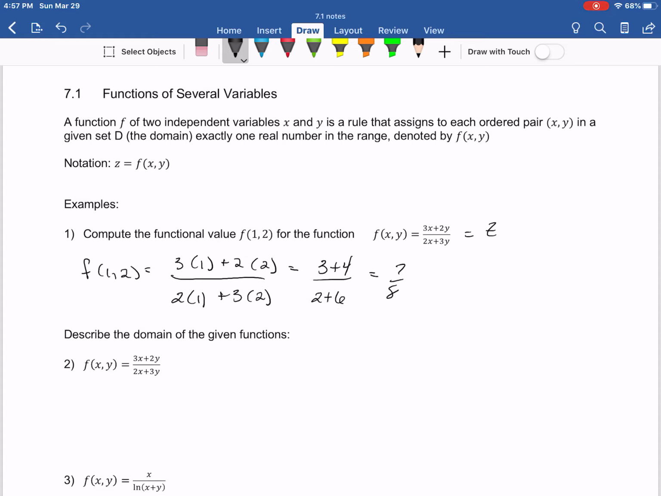So your output value is 7/8. This gives you an ordered triple that would lie on the graph of this function. The ordered triple with the order x, y, z assumed is going to be the ordered triple 1, 2, 7/8. So this is the three-dimensional point, the point in three-dimensional space that would lie on this function's graph.